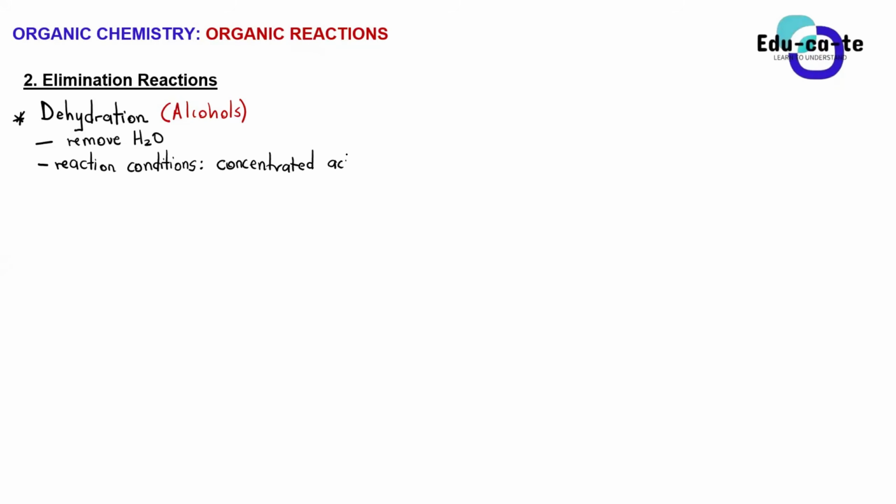Remember, guys, the difference between concentrated and dilute. Concentrated means that it has got less water. Dilute means that it has got more water. So we need a concentrated acid catalyst, and the catalyst that we usually use is H2SO4, sulfuric acid, or we can use H3PO4, phosphoric acid. You can use sulfuric acid or phosphoric acid. These two are concentrated acids.